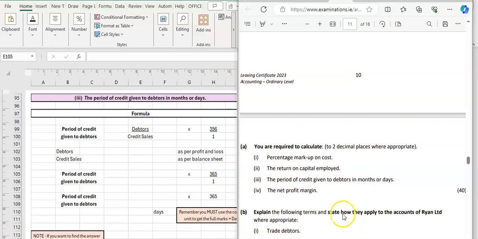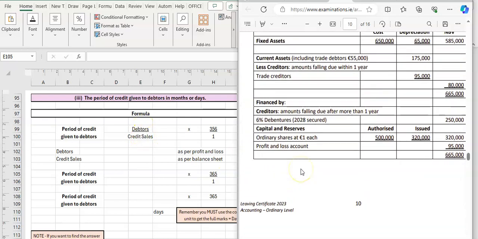Okay, so let's have a look at number 3 for Ryan Limited 2023 exam paper. The period of credit given to debtors in months or days. If you want to find months, we're going to multiply by 12 over 1. If you want to find days, we're going to multiply by 365 days over 1. Because it's the period of credit given to debtors, our formula is going to be our debtors divided by our credit sales.